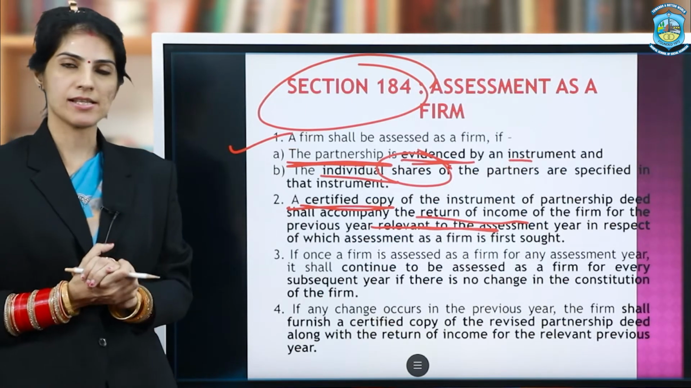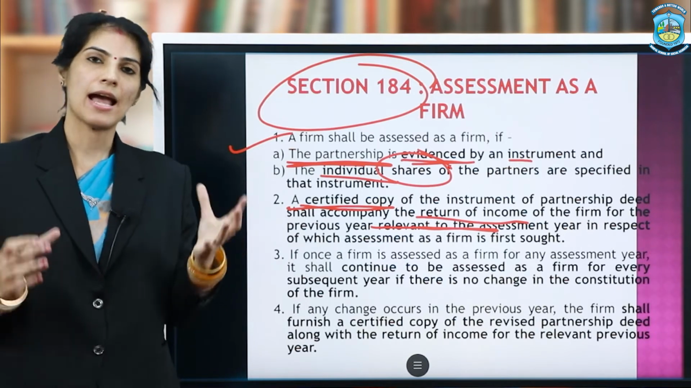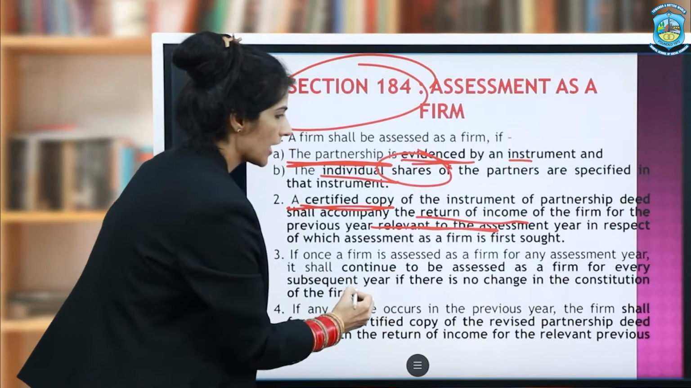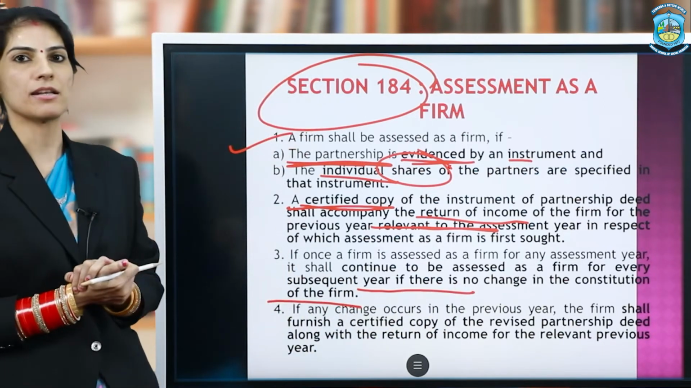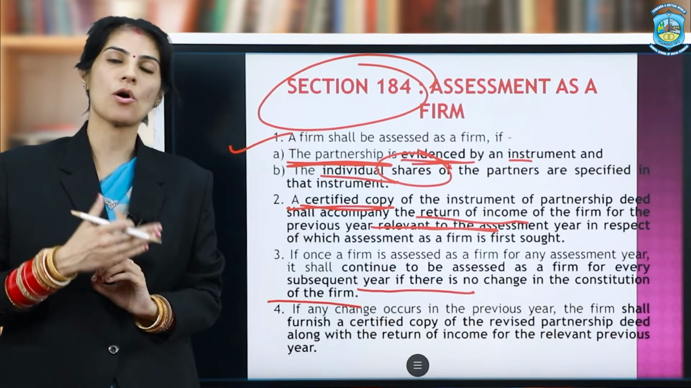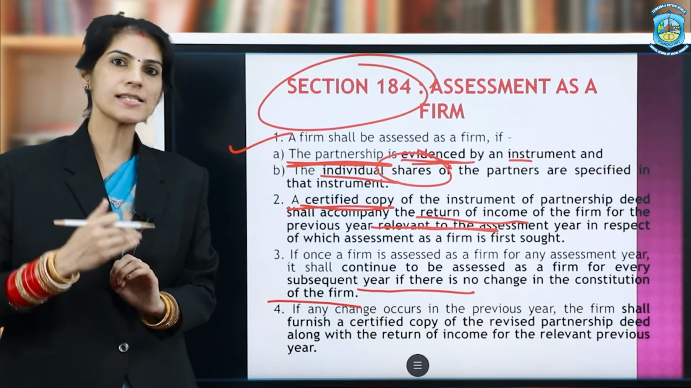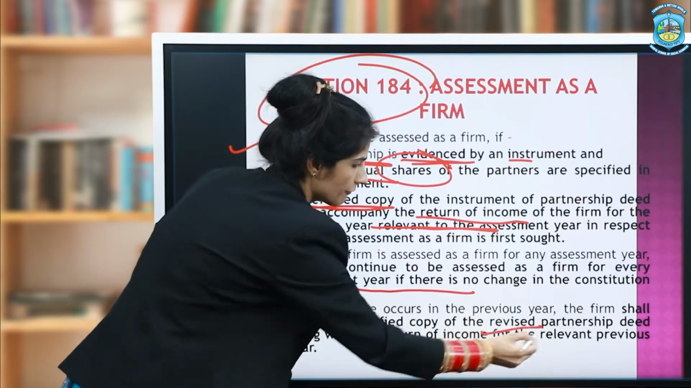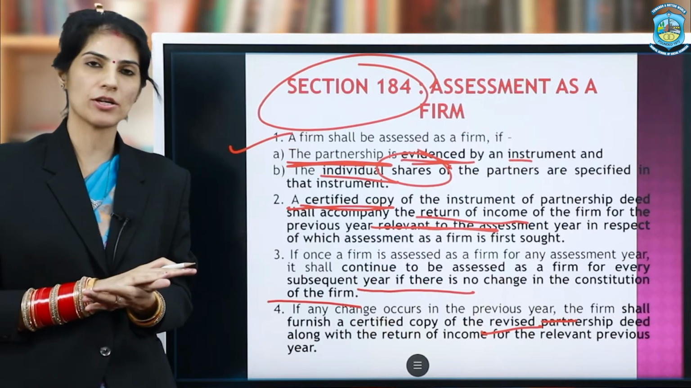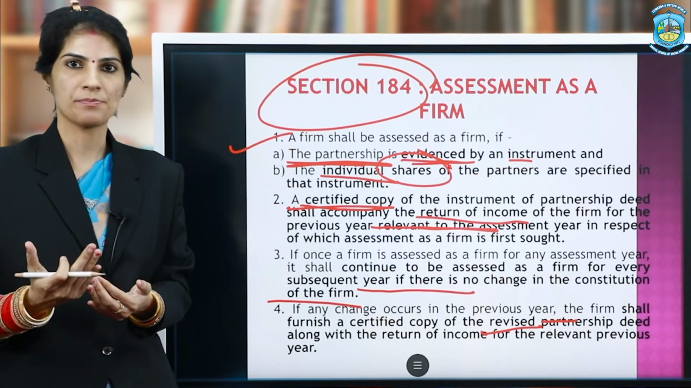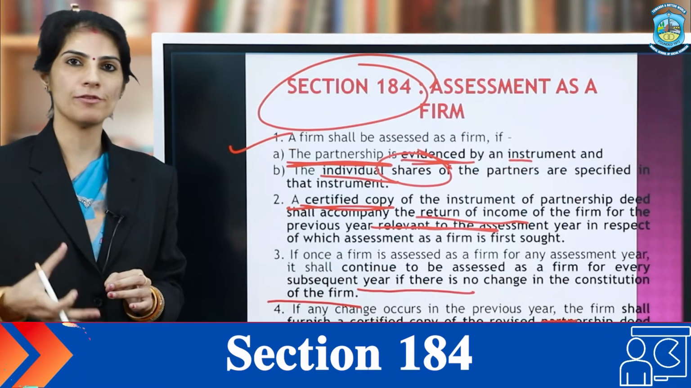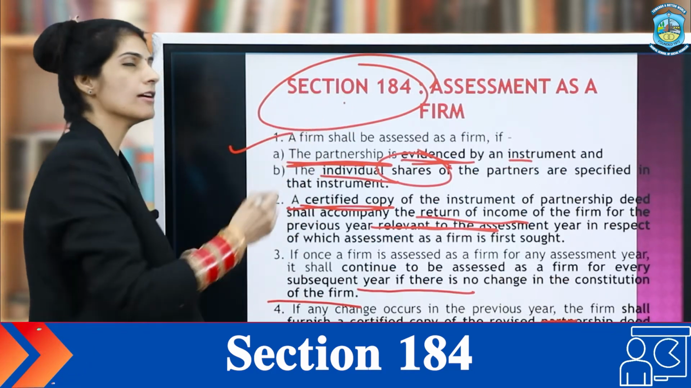Then the next requirement is the firm, once assessed as a firm, will continue to do so until there is any change in the constitution of that particular partnership firm. If by chance there is any change in the constitution of the partnership firm, then a revised partnership deed, I repeat, a revised partnership deed along with the return of income of that particular previous year should be submitted. If all these conditions are satisfied, then only a particular partnership firm will fall under Section 184.